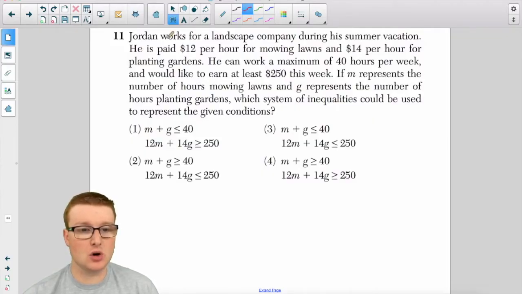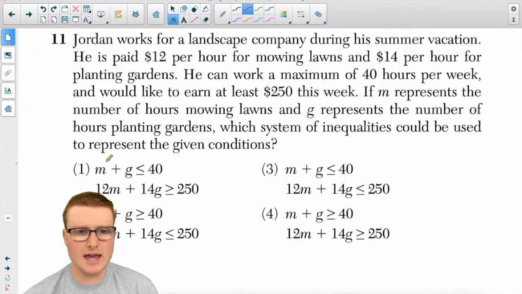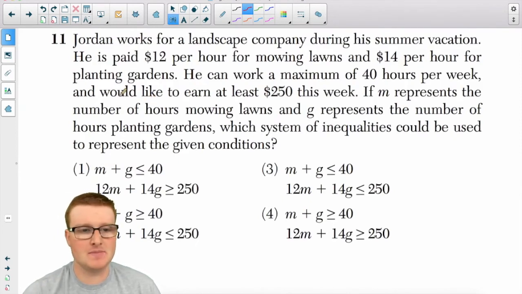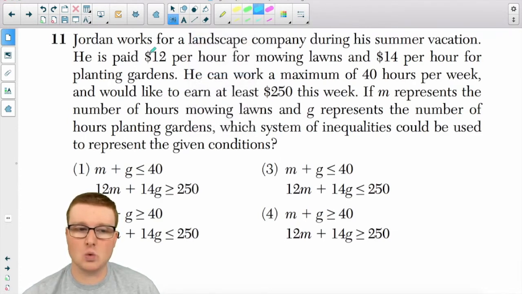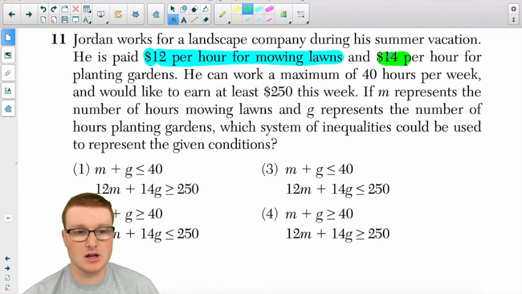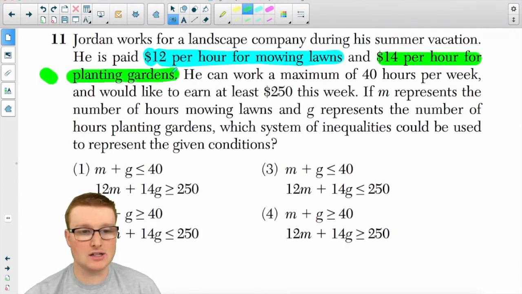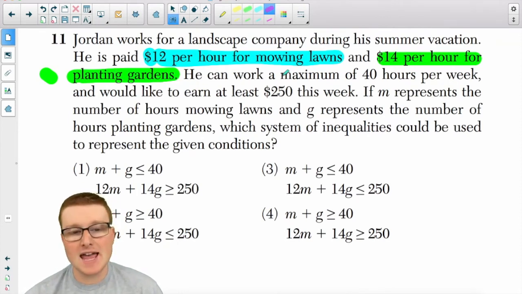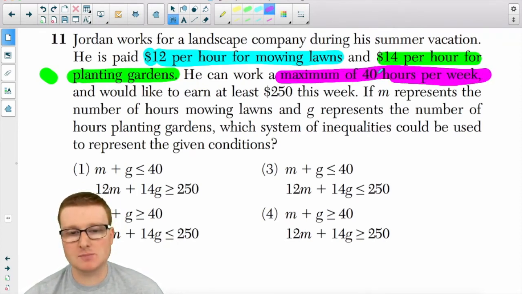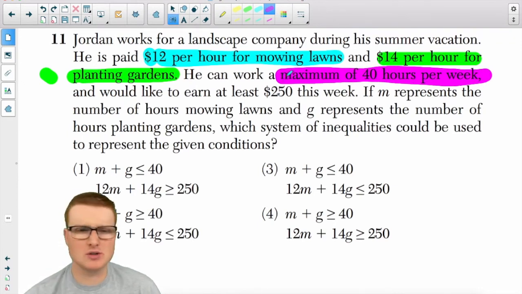Last two. Number 11, Jordan works for a landscape company during his summer vacation. He's paid $12. Okay, we got some things going on here. $12 for mowing lawns and $14 per hour for planting gardens. So it looks like this is going to be testing our knowledge on two different variables: mowing lawns, planting gardens. He could work a maximum of 40 hours per week, probably because of state working laws, right? And would like to earn at least $250 this week.